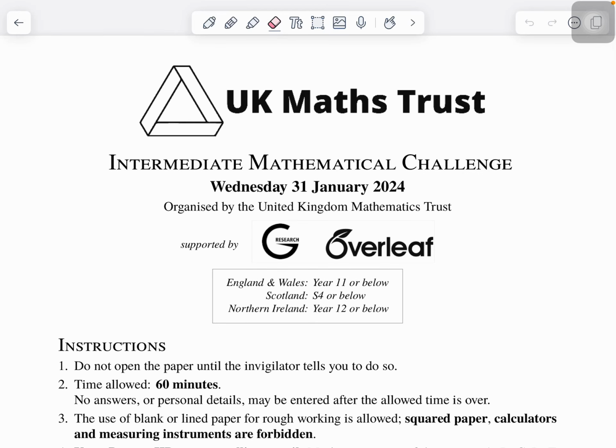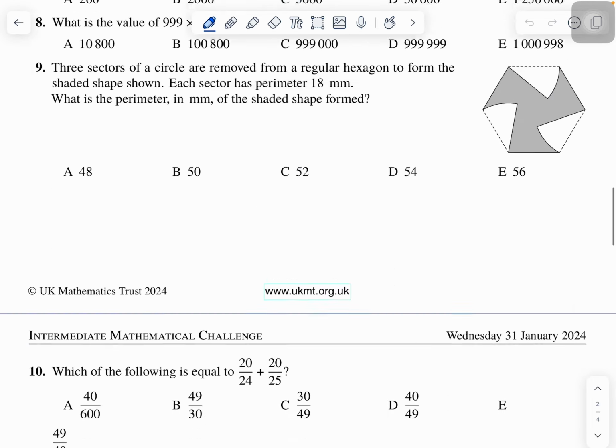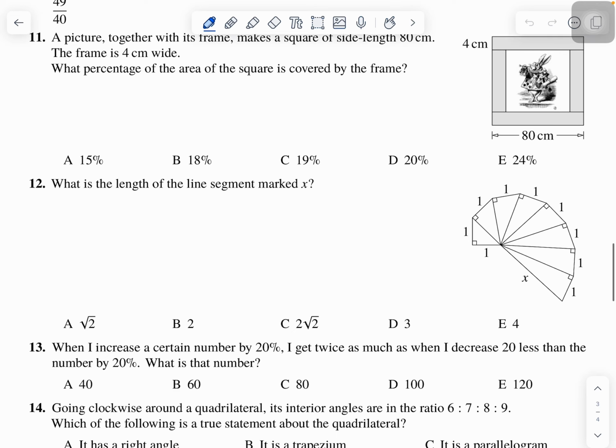From this video, I'll explain the solution of UKMT 2024 IMC. But maybe I may start from number 11. If you have any question from number 1 to 10, please feel free to leave any message or comment on this video, then I'll answer it to you. So let's go for number 11.